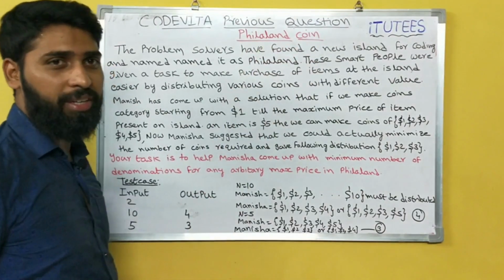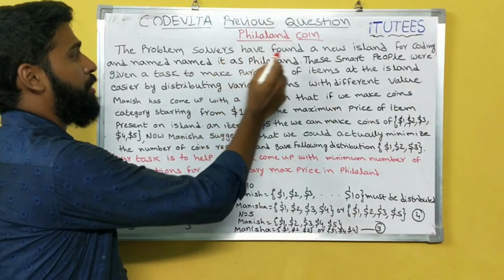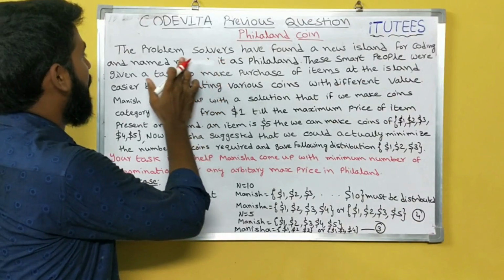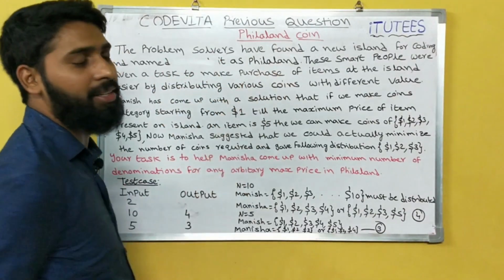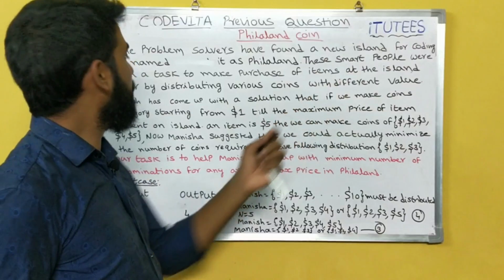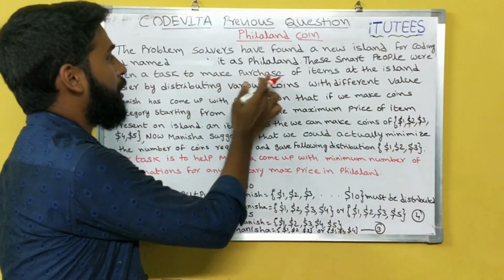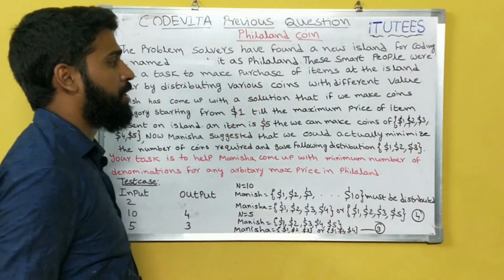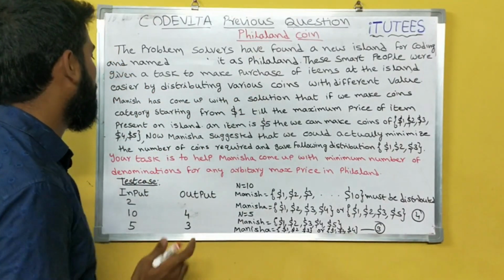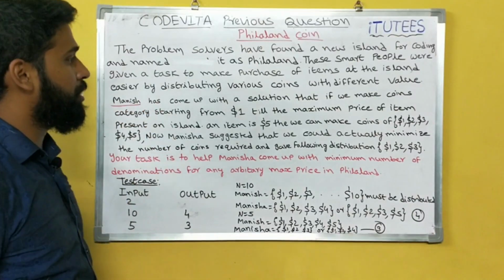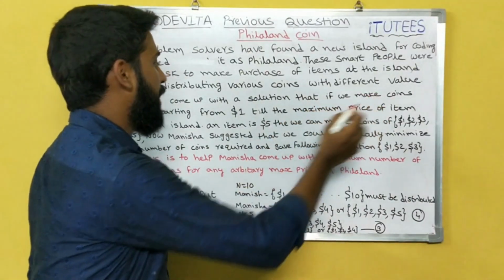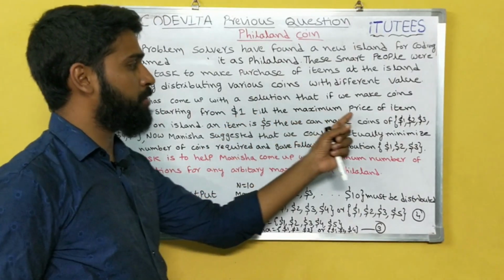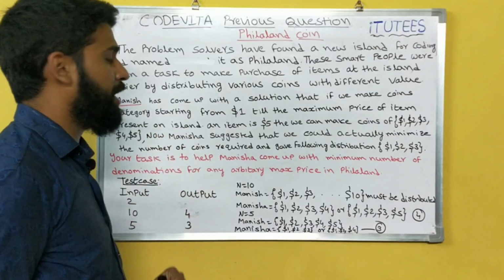Fill a line coin. The problem solvers have found a new island for coding and named it Fill a Line. These smart people were given a task to make purchases of items on the island easier by distributing coins with different values. Manish has come up with a solution: make coin categories starting from $1 till the maximum price of an item present on the island.